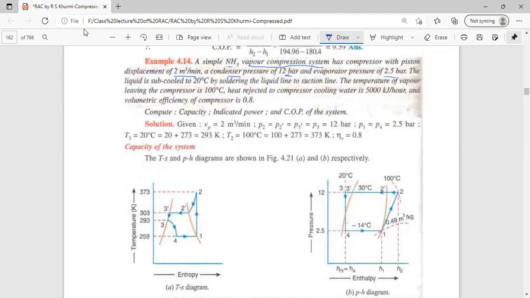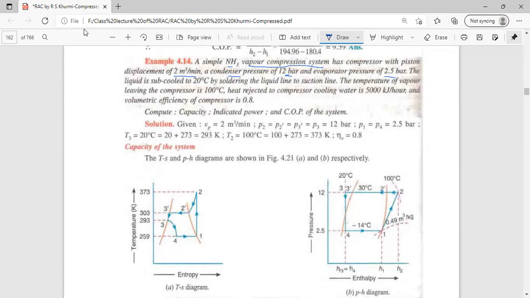So 12 bar is the outlet pressure and 2.5 bar is the inlet pressure of the compressor, which in turn are defined as the higher pressure and lower pressure of the refrigerant system respectively. Now here, the liquid is subcooled to 20 degrees centigrade by soldering the liquid line to the suction line itself. So what happens here?